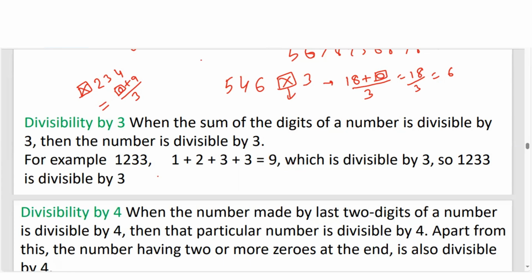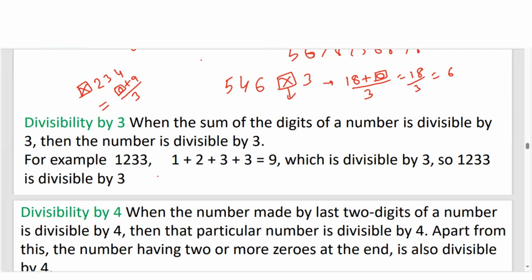That depends upon the options also. Suppose in the options 0 is not given, 2 is not given, but 3 is. So 3 plus 9 is 12, divisible by 3. So 3 is our right answer. If 3 is not given, suppose 6 is given. So 6 plus 9 is 15. So 6 is the answer. That depends upon the options. You take the least number from the options and check it.